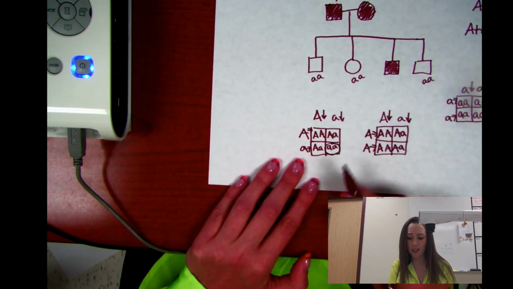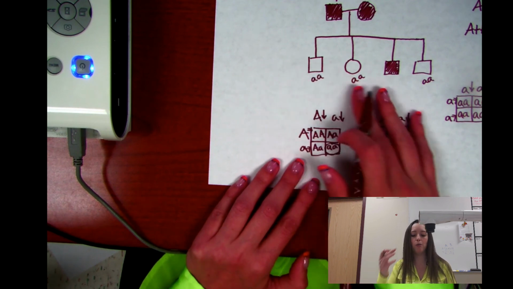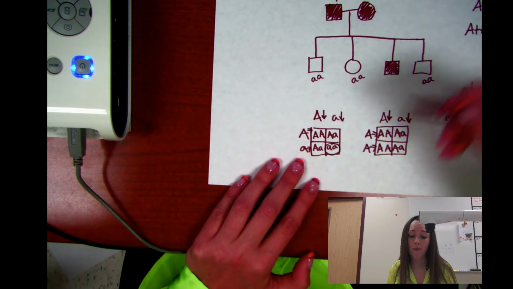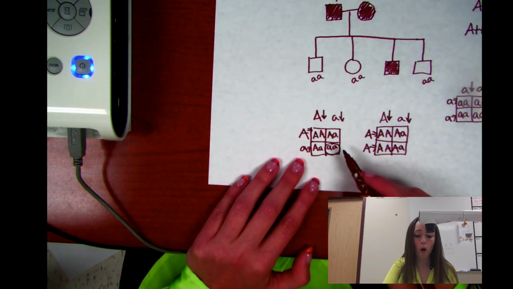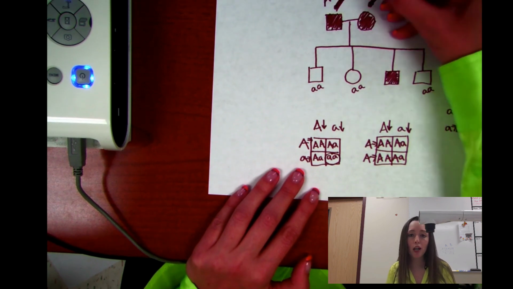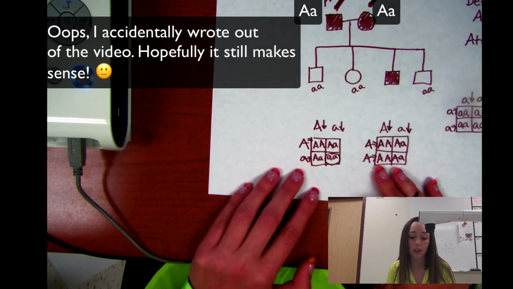They ended up having 3 kids with attached earlobes. So what are the odds? But there's still that chance, right? So actually, both parents are big A, little a. So sometimes you got to do Punnett Squares to test your answer.